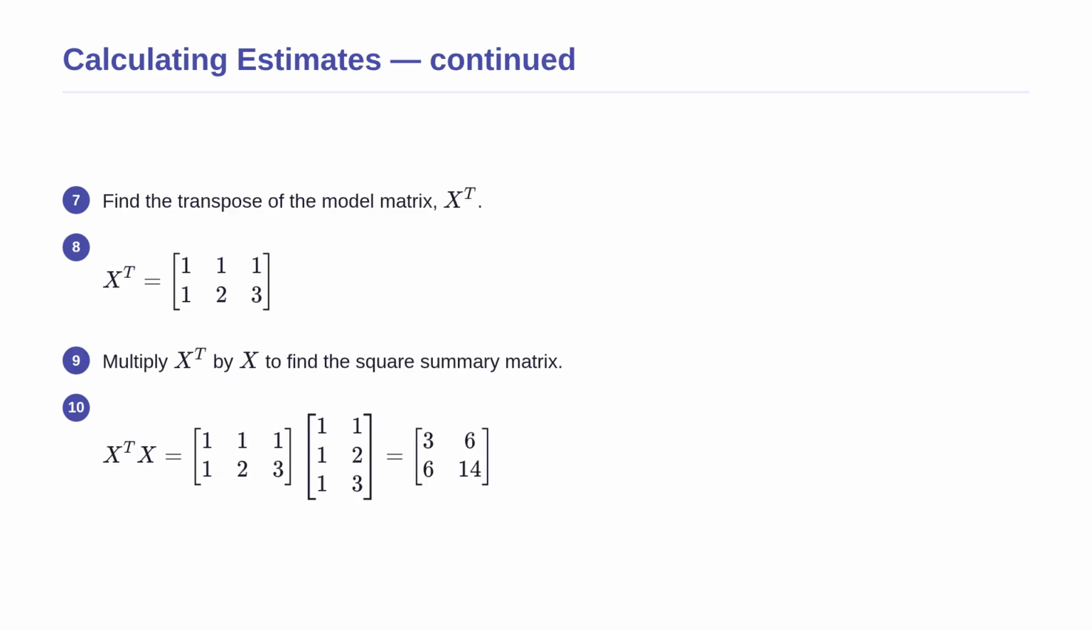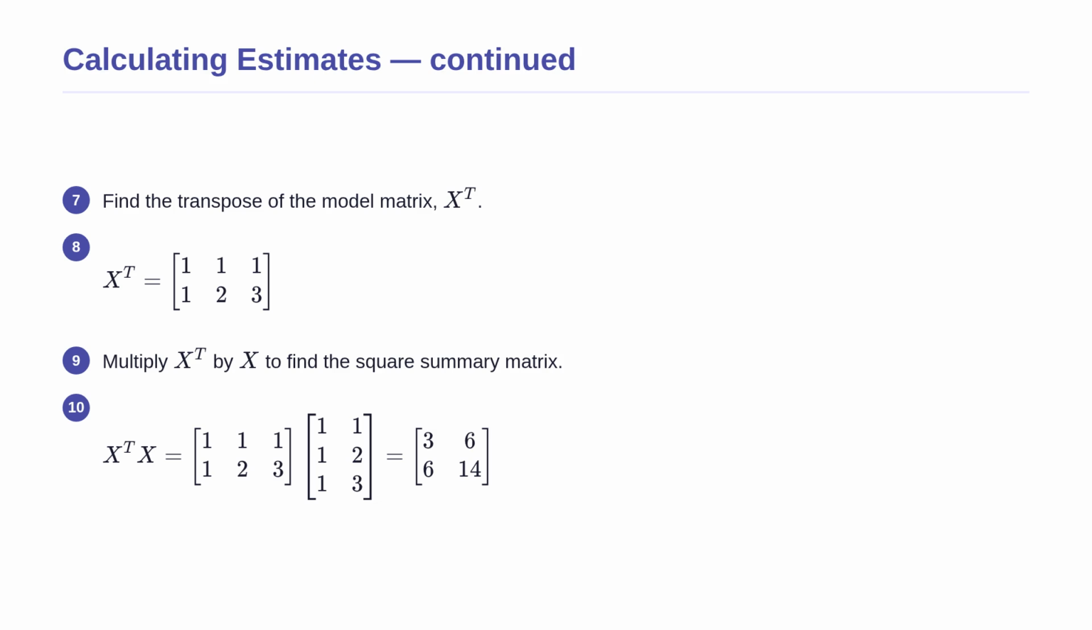Continuing with our calculation, the next step is to find the transpose of x. We do this by flipping the rows into columns, giving us a matrix with 2 rows and 3 columns. Now, we must multiply x transpose by the original x matrix to find our square summary matrix. By performing matrix multiplication, we get a 2 by 2 matrix.